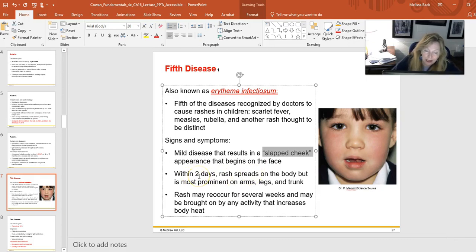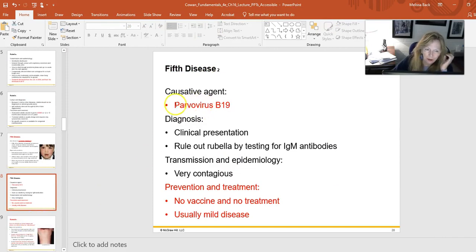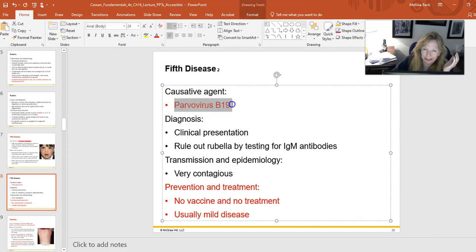Within a couple of days, there's typically a rash, and this rash is sometimes confused, because rashes can be a little bit confusing. So sometimes it can be confused with some other things, but fifth disease is typically going to run its course. It is due to a parvovirus B19. So this is very, very common. There's no vaccine. There's really no treatment.